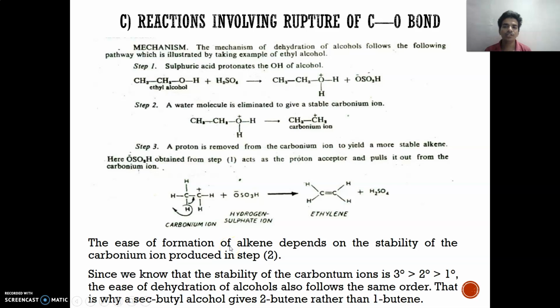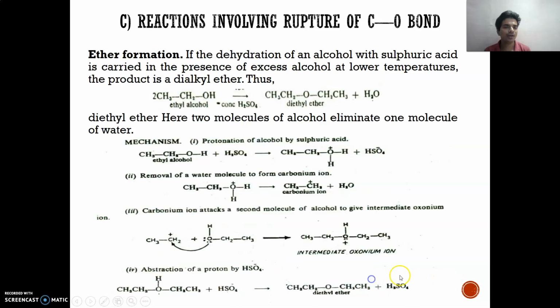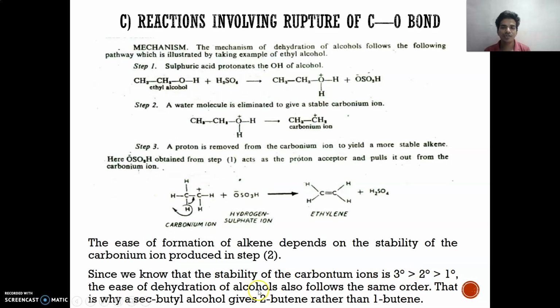The ease of formation of the alkene depends upon the stability of the carbonium ion produced during the second step. Stability is what matters each and every time in these reactions, that is the carbonium ion. Since we know the stability order is tertiary, then secondary, then primary, the ease of dehydration of alcohols follows the same order, and that is why secondary butyl alcohol gives 2-butene rather than 1-butene.